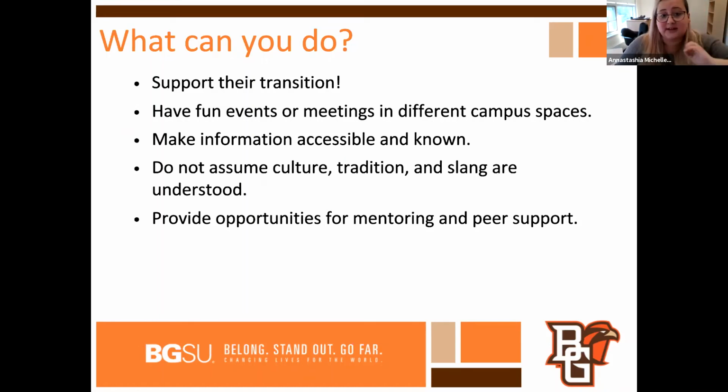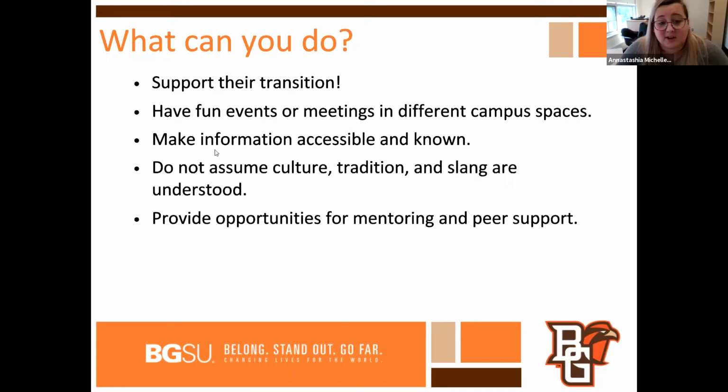Make your information accessible and known. So when you're talking about stealing a sick poster, like, what's that? Why are you doing that? What are some cool ways that you can engage other students to make them feel like they're belonging, but also make them not feel totally lost?